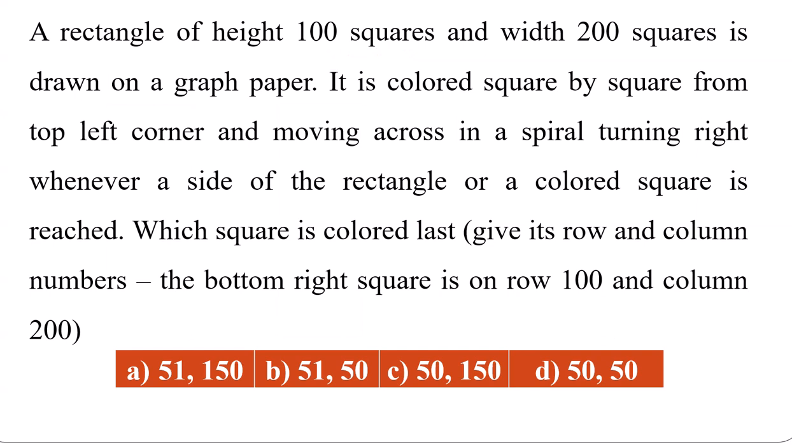Now what they said: it is colored square by square from the top left corner. Understand the statement they have given. From the top left corner, you need to paint one by one. First you paint the top left, then you paint the next one, and you keep going. Then they said, moving across in a spiral, turning right whenever a side of the rectangle comes. So you go to the end, then again you take the spiral, turning right at that point.